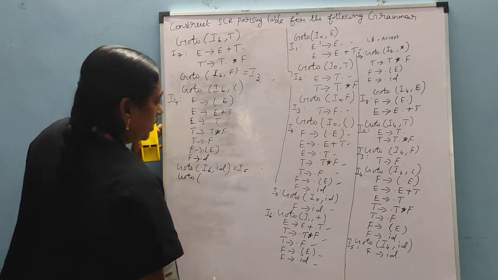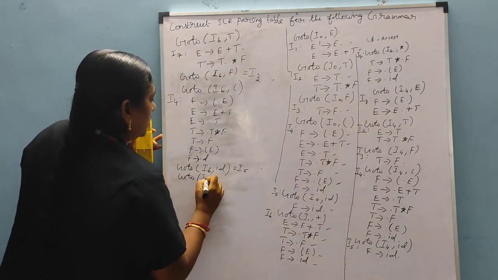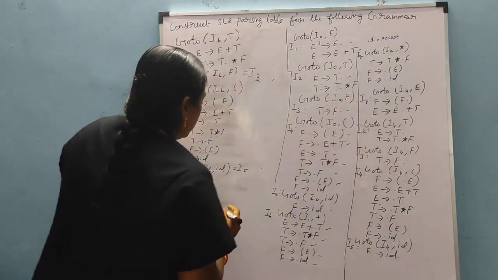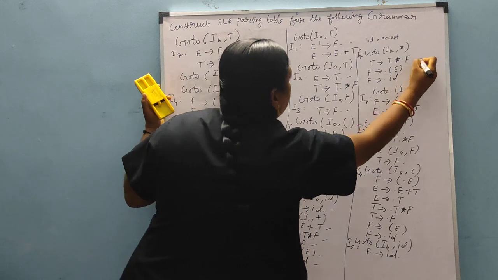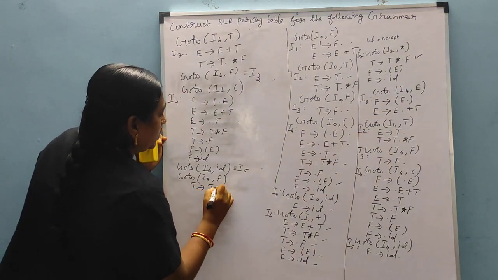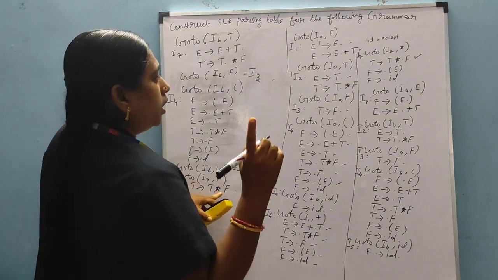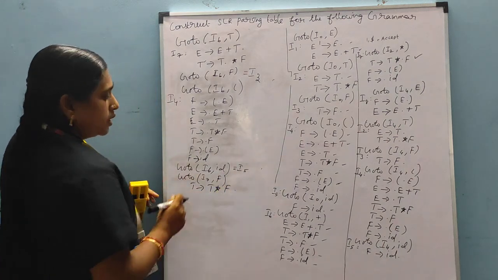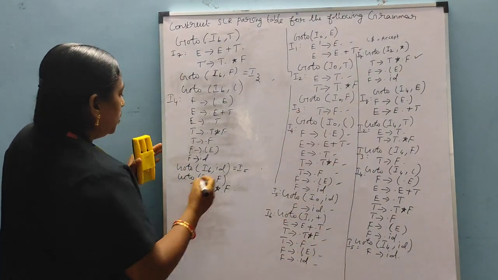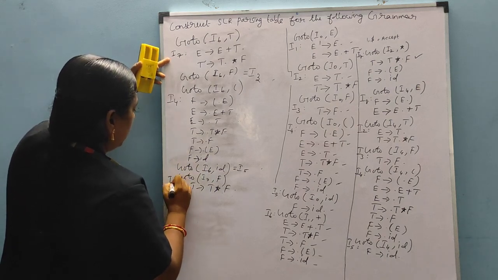So I am going for the next state. I7. Yes, I7 comma star completed. Now I7 comma F movement on this state. So T tends to T star F dot. Correct? So for F movement only one production is present. Is this new or existing? Check the states. New state. So yes, I8 state.